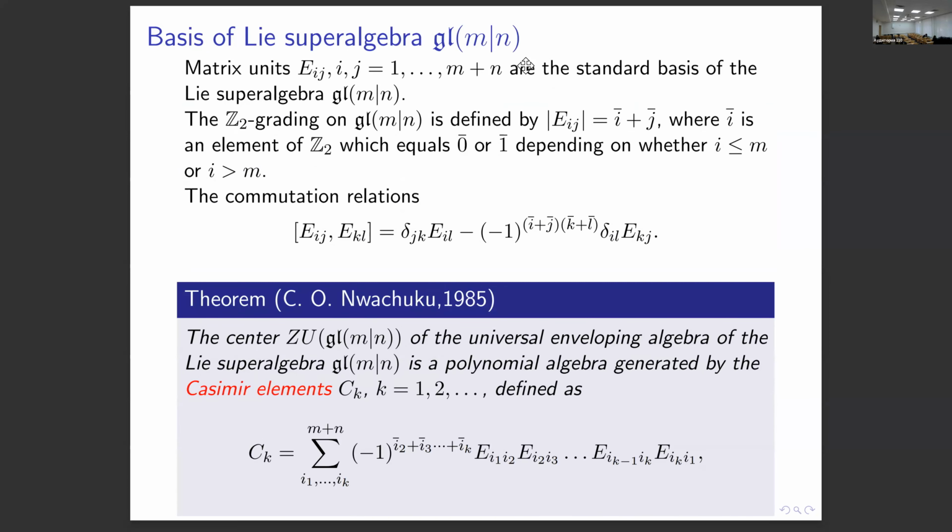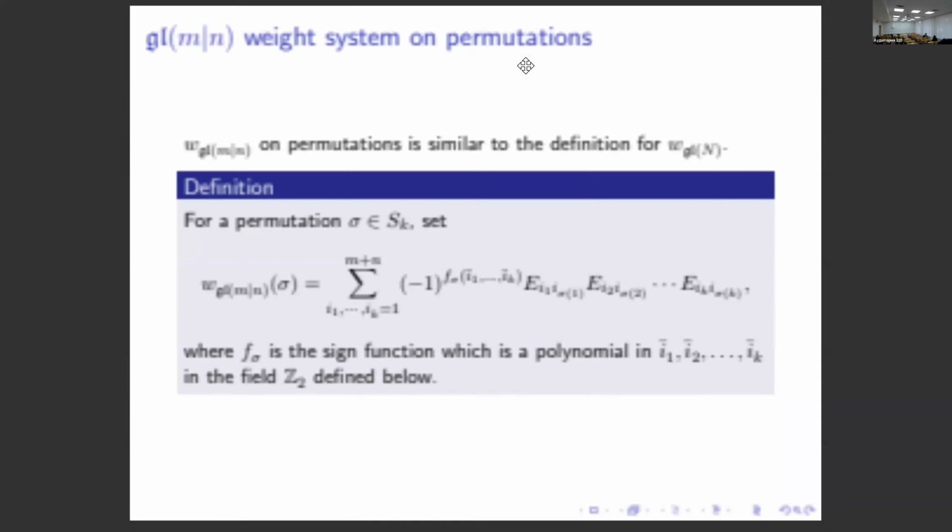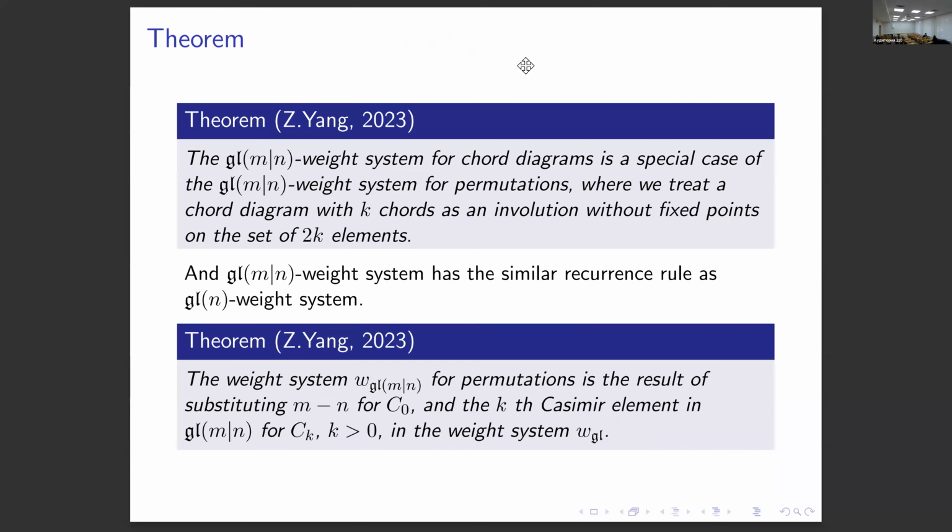Here is the structure of the center of the universal enveloping algebra of gl(m|n). There was a mistake: for specific n and m, there are only m plus n Casimir elements, C1, C2 up to C(m+n). You see here that C0, which is the n for gl(n), is m plus n. Also, the projection of the higher Casimir elements to the lower Casimir elements is a little bit different.